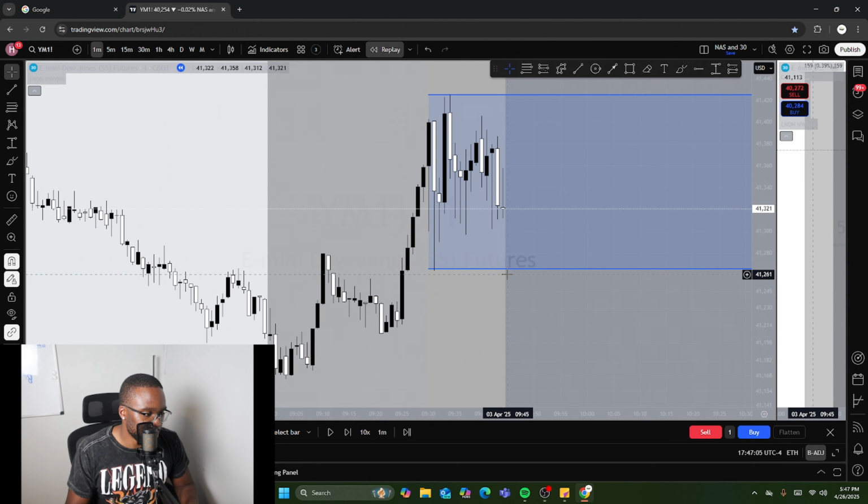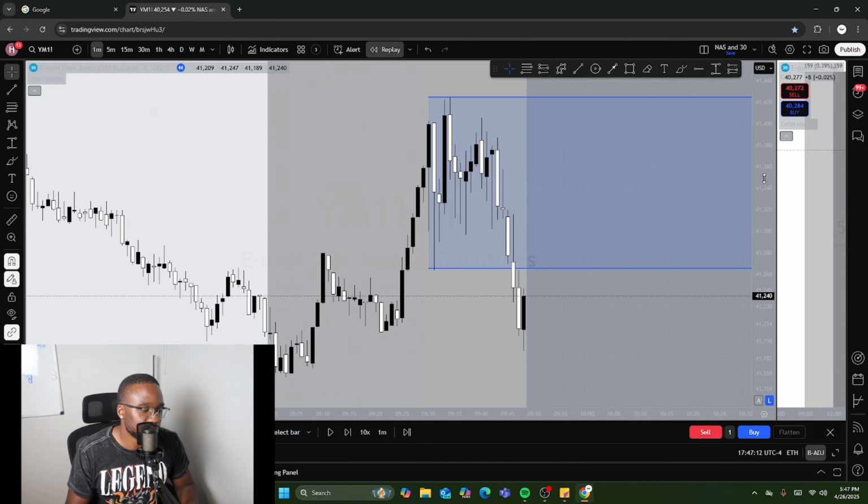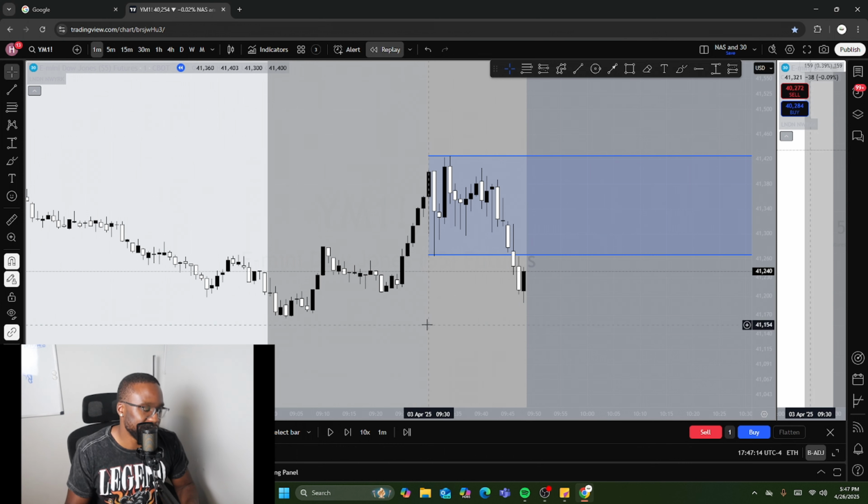So this is the 1 minute. What time is it now? 9:44, 9:45. So we're waiting for a breakout from one of the two sides. Okay, waiting for a pullback back into the area of interest.